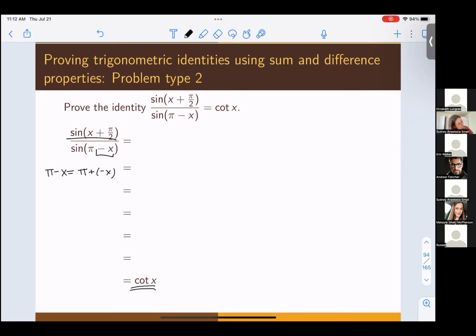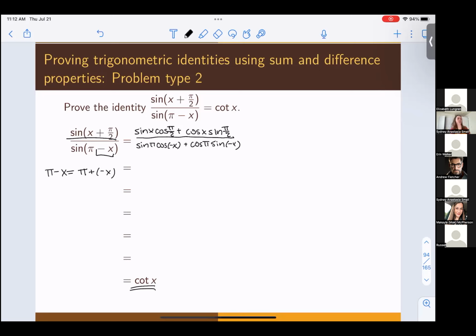This fraction turns into sine of x cosine pi over 2 plus cosine of x sine of pi over 2, all over, I'm going to apply it to the bottom as well, sine x, or sine pi, my bad, cosine negative x plus cosine pi sine negative x.